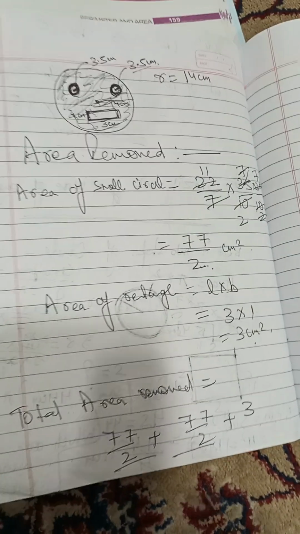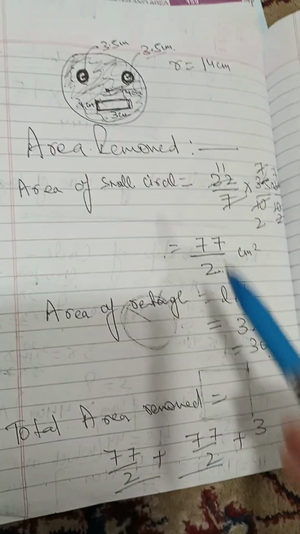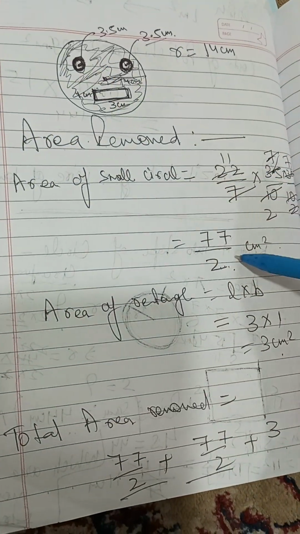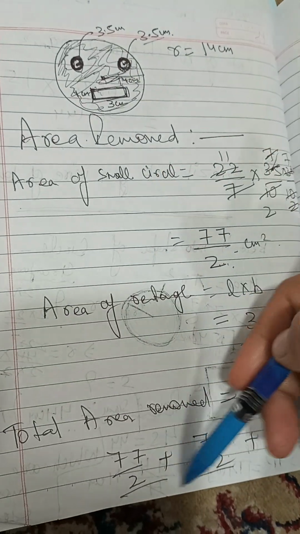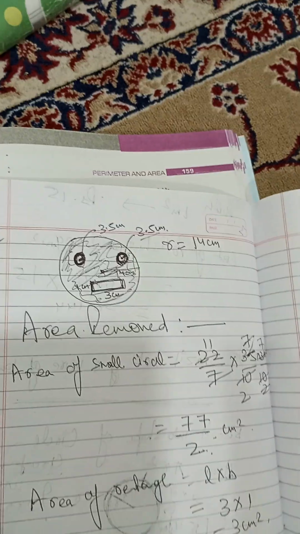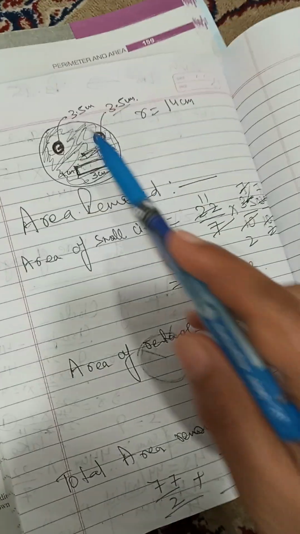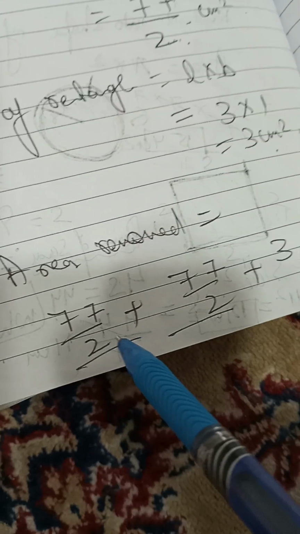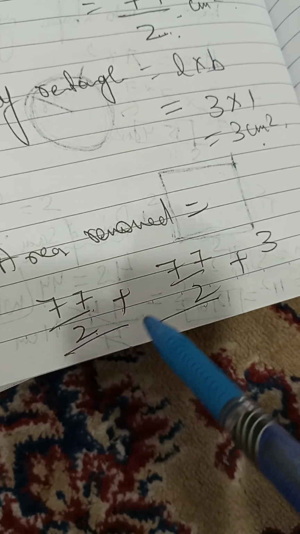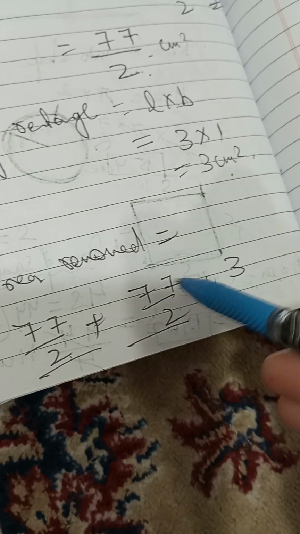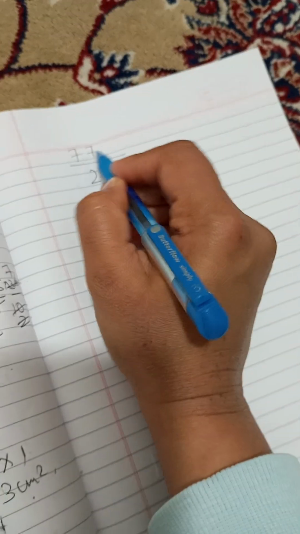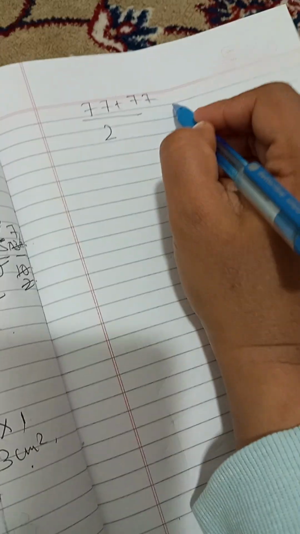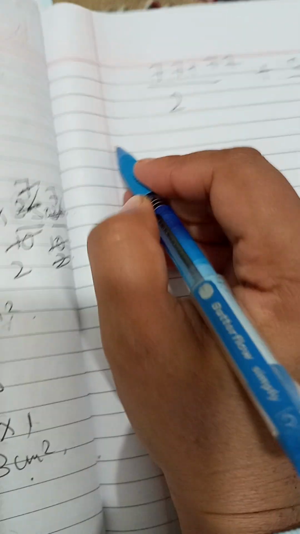What is the total area removed? This area we found is 77/2, this area again 77/2, plus 3. This will be the total area removed: area of this circle plus area of this circle plus area of this rectangle. Just add it. Half of 77 plus half of 77 will give 77. Add this. What will the LCM be? 2, and then up it is 77 plus 77. The rest, this one is 3, leave it.